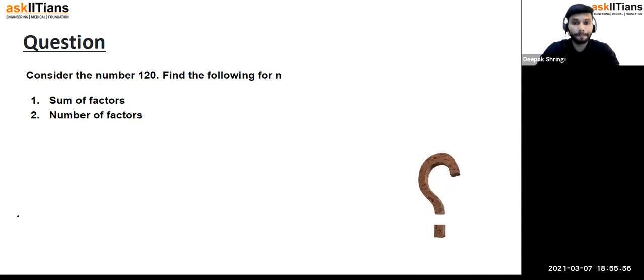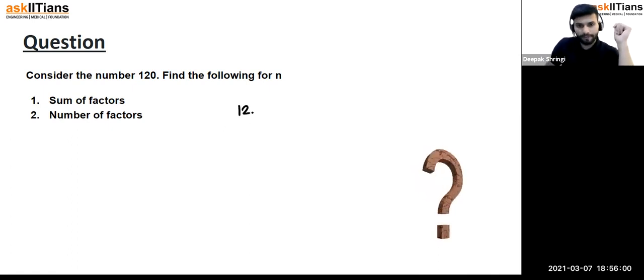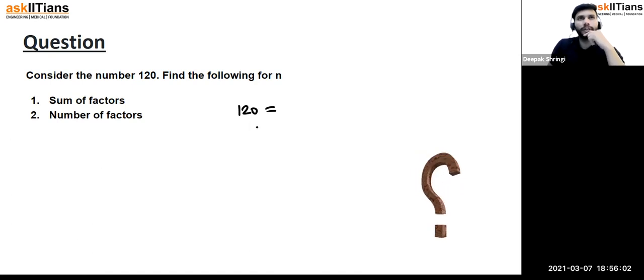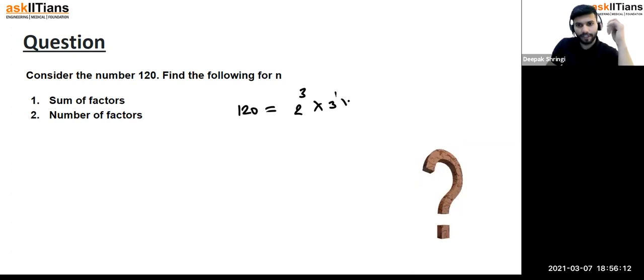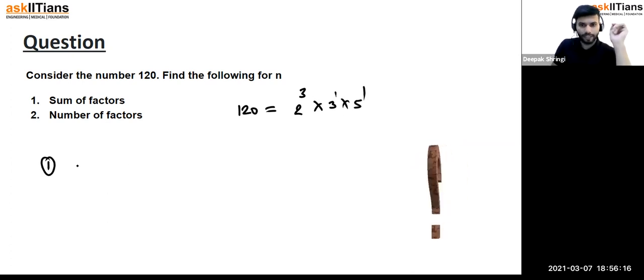Should I? Okay. Look, first of all, the first step is doing the prime factorization of 120. 120 is 4 into 30, so it would be 2 power 3, guys. Okay, 8. 8 into 15, so 3 power 1 and 5 power 1, right? Okay, first thing I asked you is the sum of the factors. Sorry, sum of the factors first of all I'll ask.